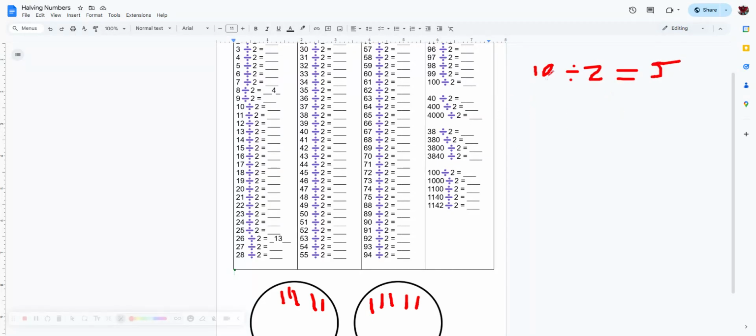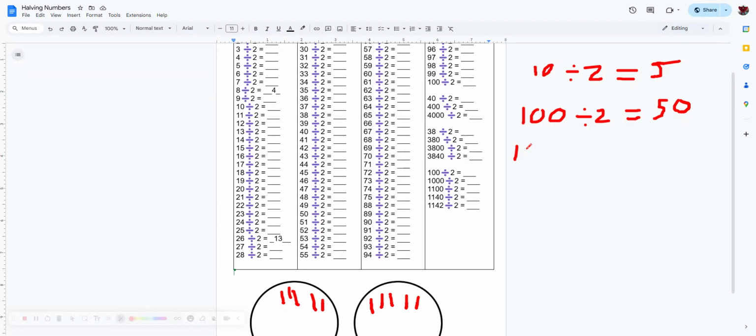Now, if I just add a 0 to 10 and make it 100, what is half of 100? I could use my 2 circles, I could put numbers in each one, and what I would arrive at is 50. Half of 100 is 50. Look at the pattern here. We added a 0 to 10, making it 100, and we added a 0 to our quotient, our answer.